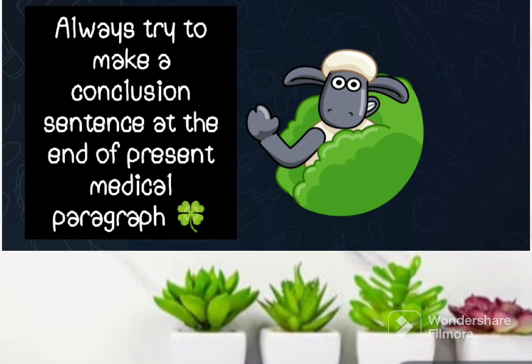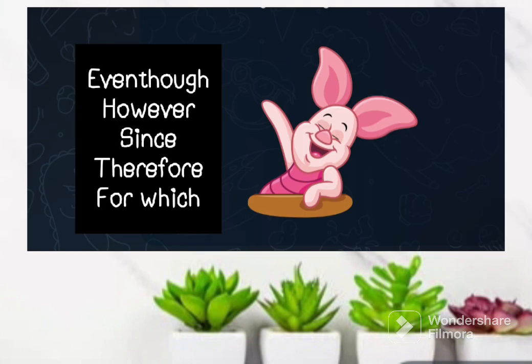So let us see the example so that it will be easy for you to understand. Here I want to introduce some terms which are already familiar to you. You are using them as connectives in the OET letter. That is nothing but even though, however, then, since, therefore, and for which. So all these connectives are very familiar in the OET letter. I will repeat for you: however, even though, since, therefore, for which.